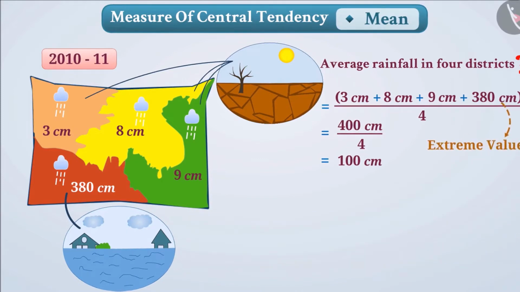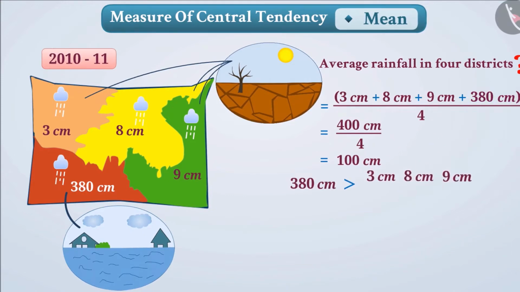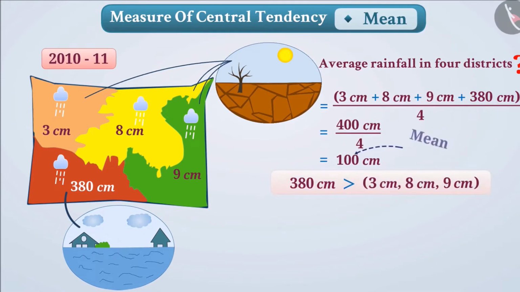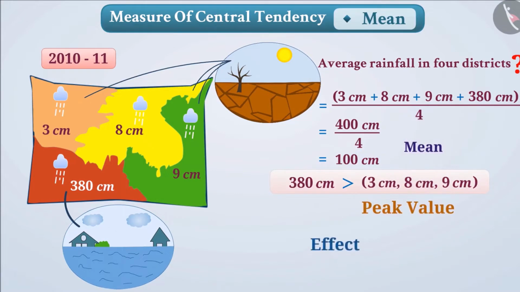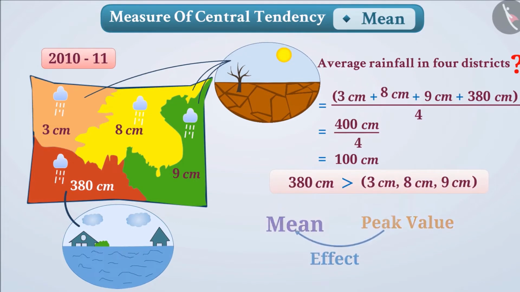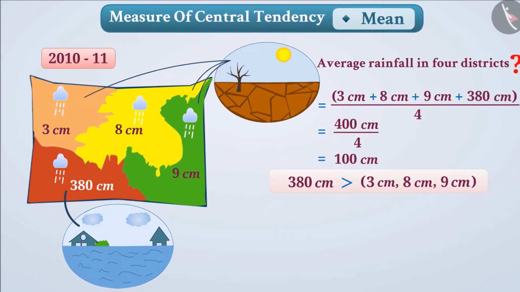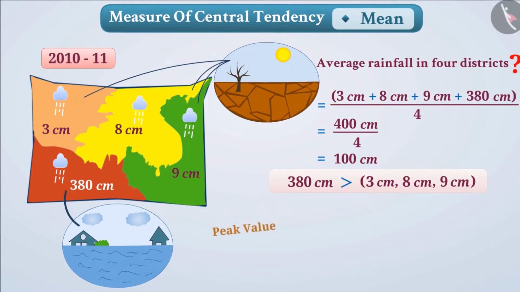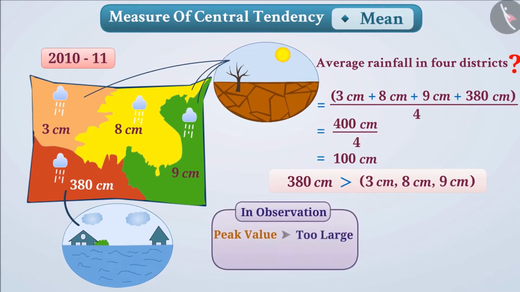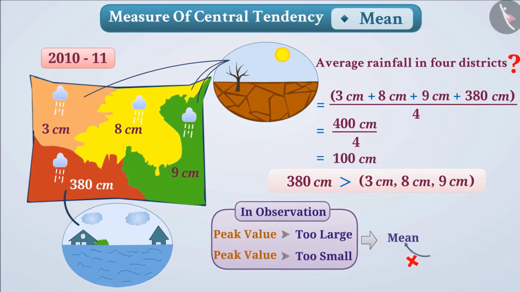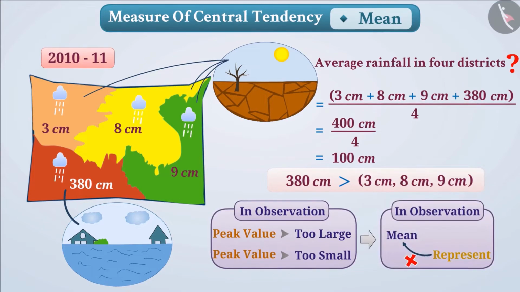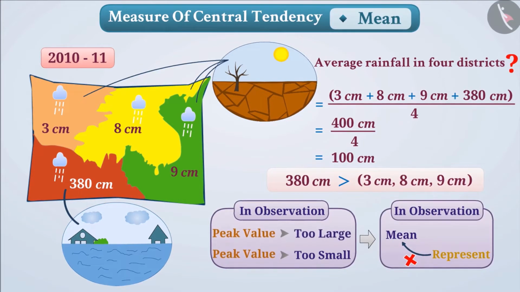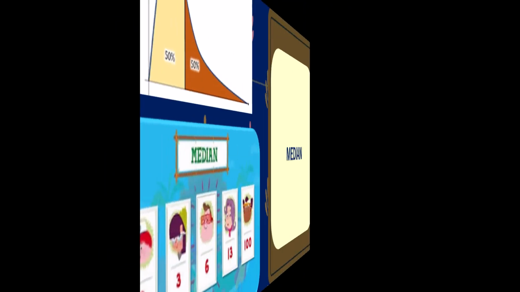The extreme value here is 380 cm, which is much larger than the other observations. It has the most effect on the mean. Similarly, peak values have a greater effect on the mean. By observing the observations here and their mean, it can also be said that if the peak value in the observations is too large or too small, then the mean does not represent the observations well. In situations when the peak value is too large or small, median and mode help us.